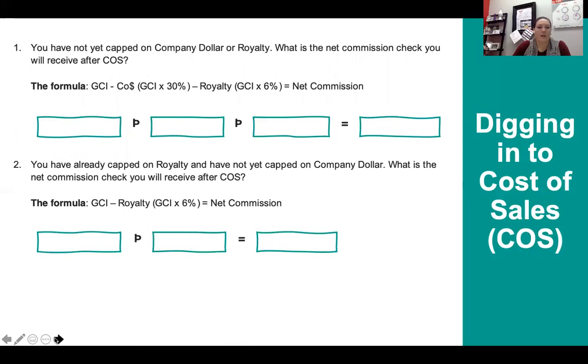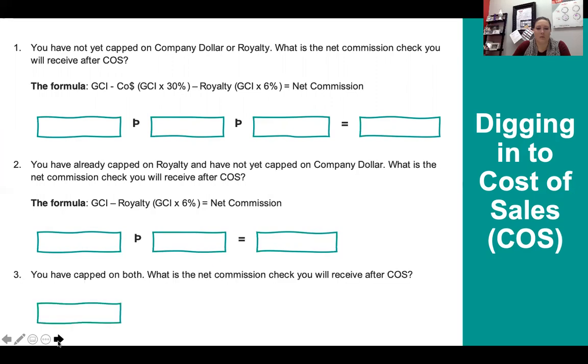If you have already capped on royalty and not yet capped on company dollar, it's going to be different, because that 6% will come off. Okay, so let's look at it really quickly. Let's see where it goes. There'll be an additional example here in a second.